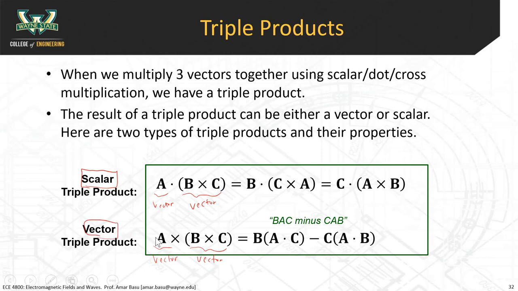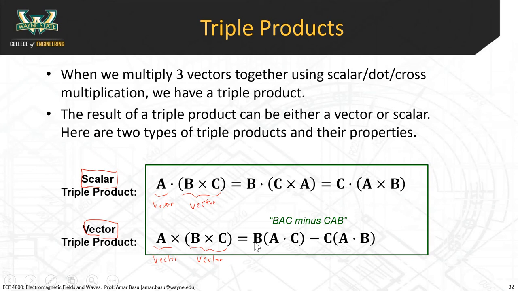All right, so the vector triple product is defined as this, A cross parentheses B cross C, and there's a distributive property here where you can convert these cross products into dot products to make them easier to calculate. So it becomes a combination of scalar multiplication and dot product multiplication. And if you want to memorize this, the way to memorize this is to say back minus cab. It's just a goofy phrase that you can use to remember it.